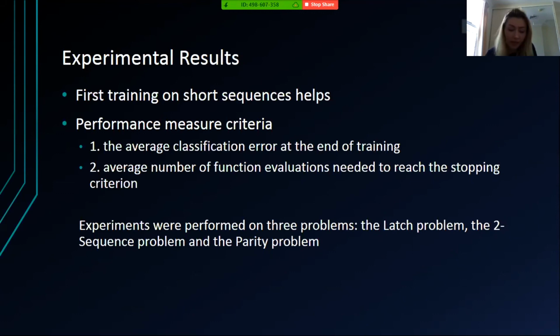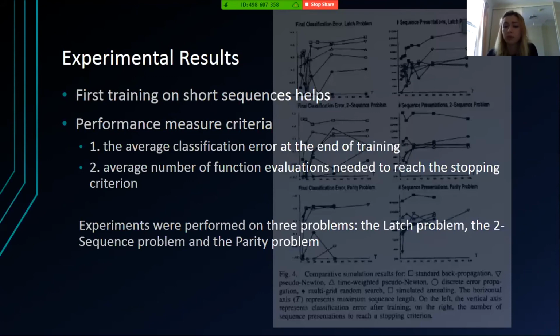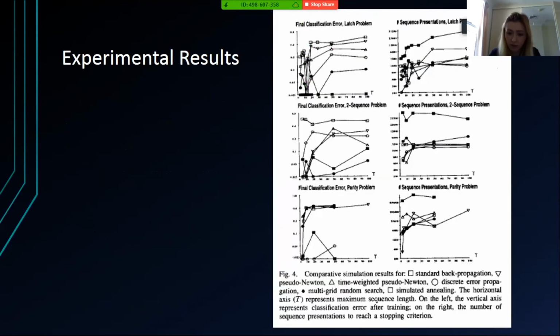Okay, so the experimental results. Here we can see how each of these algorithms perform. The horizontal axis T represents maximum sequence length. On the left side, the vertical axis represents classification error after training, and on the right, the number of sequence presentations to reach a stopping criterion.